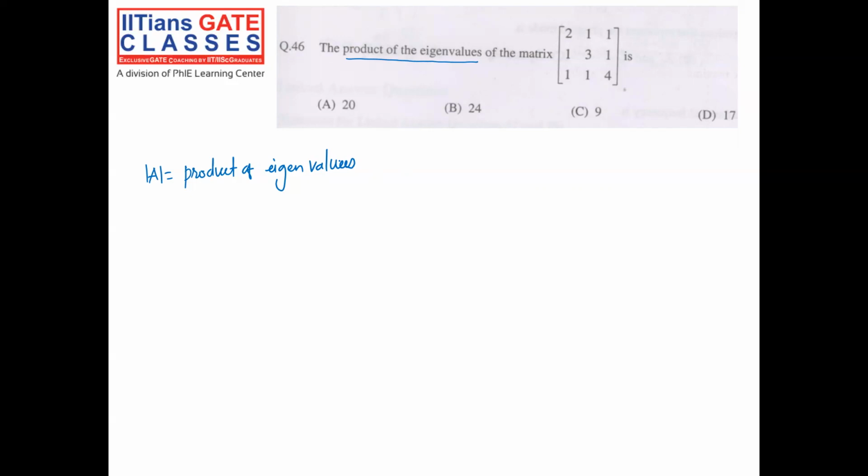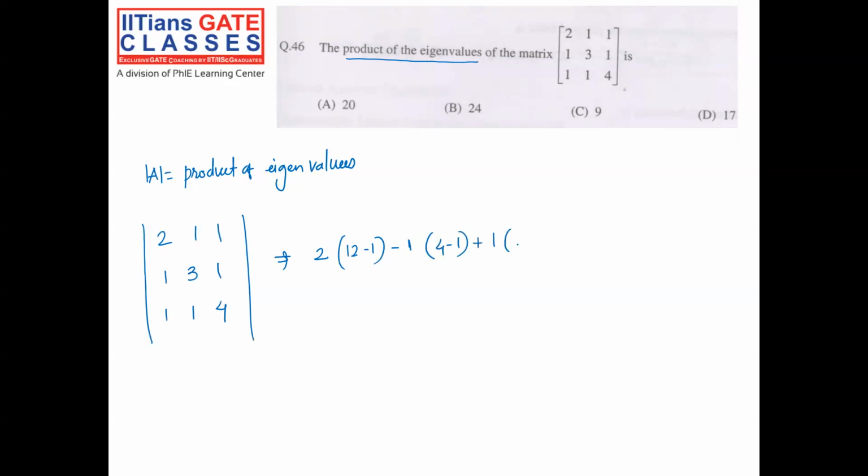So let's take a determinant in this case: 2, 1, 1, 1, 3, 1, 1, 1, 4. So 2 times (12 minus 1) minus 1 times (4 minus 1) plus 1 times (1 minus 3). So it will be 11 into 2 is 22, minus 3, minus 2. So 22 minus 5, it's 17. So looking into the options, D is correct in this case.